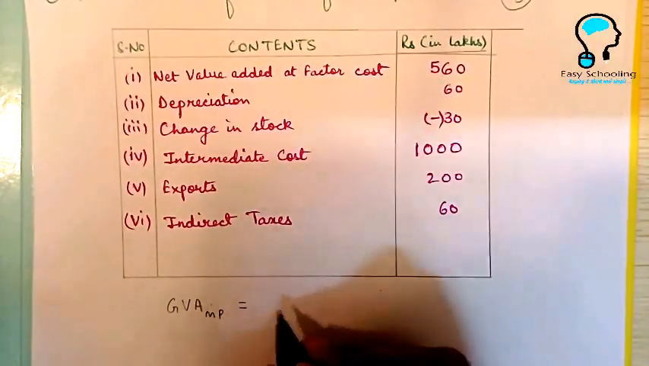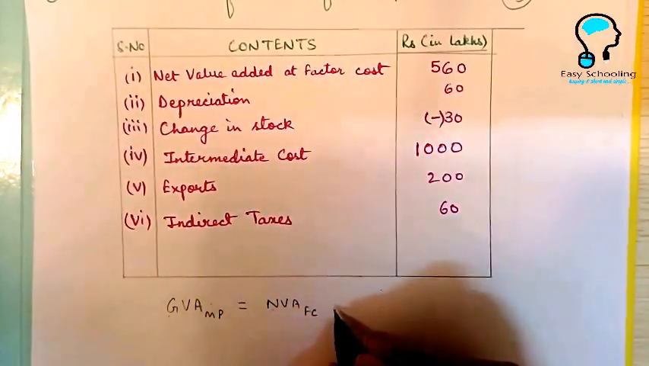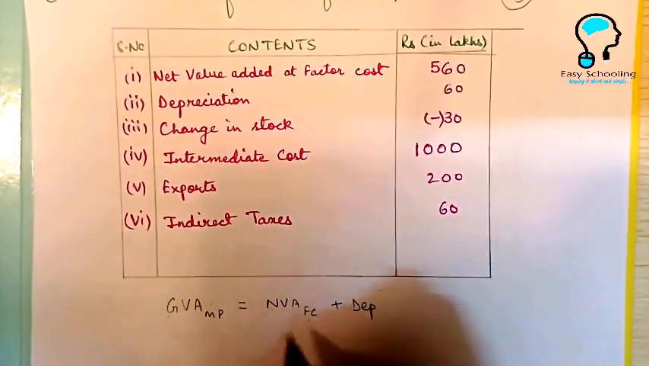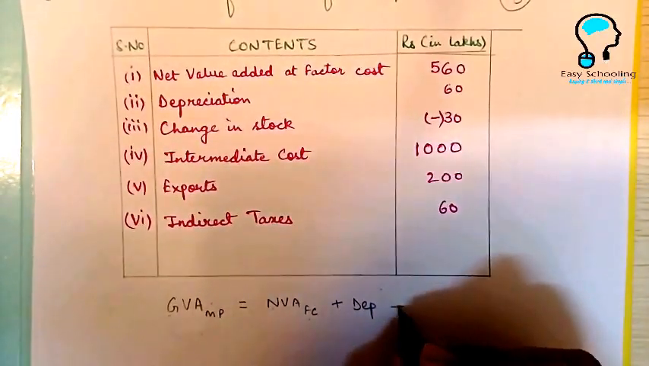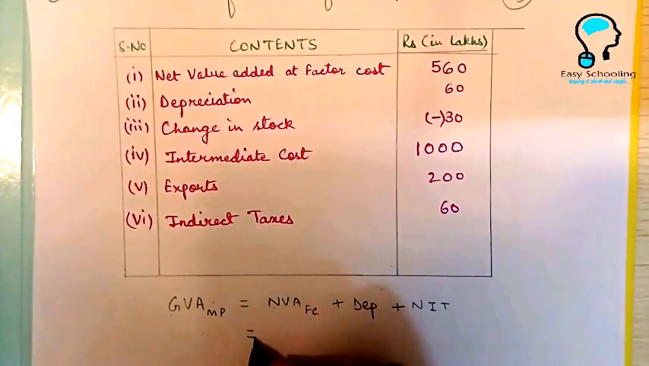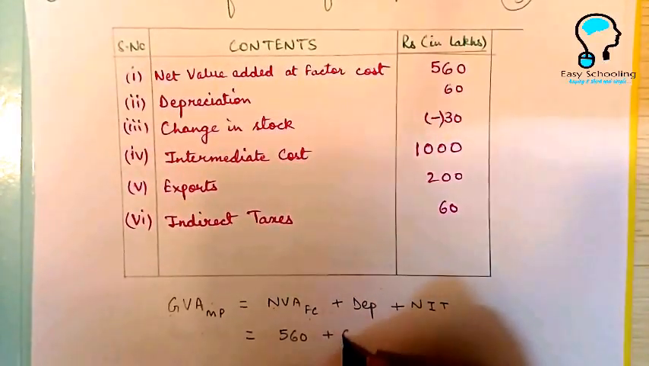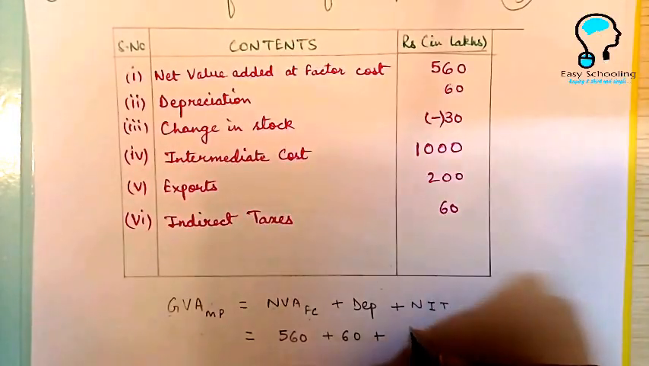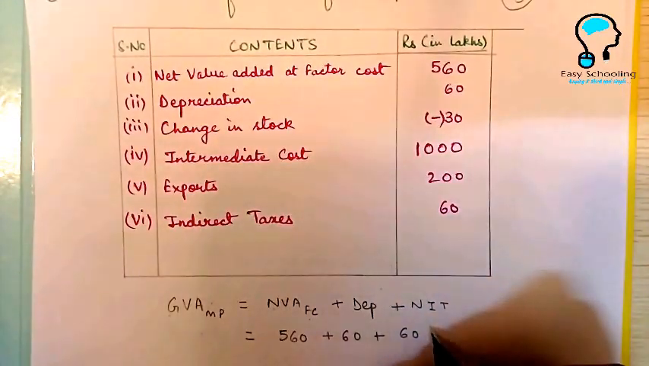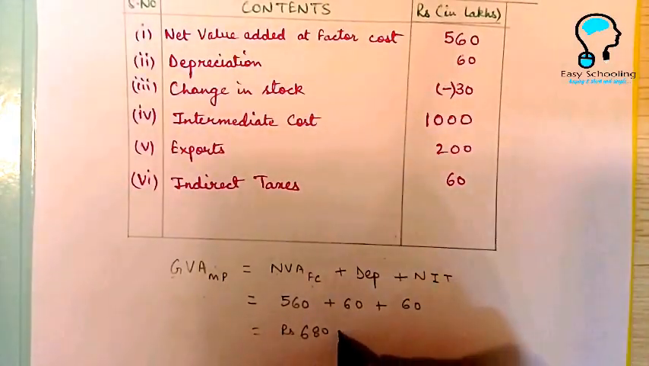GVAMP will be NVAFC. When you have to change N to G, you have to add depreciation. And when you have to change factor cost to market price, you have to add net indirect taxes. Now, NVAFC is 560, depreciation is 60, and net indirect taxes are 60. There is no subsidy, so we are not going to subtract subsidy from this. So this will be rupees 680 lakhs.